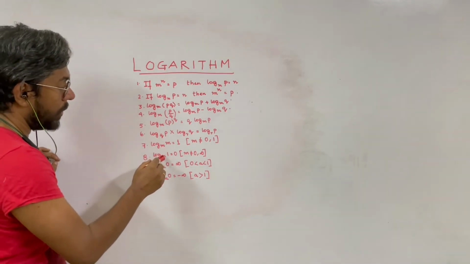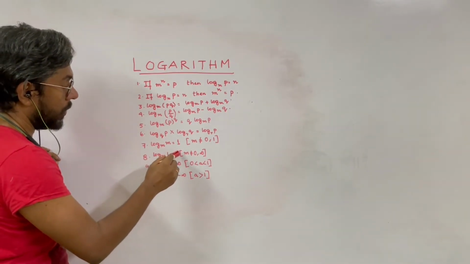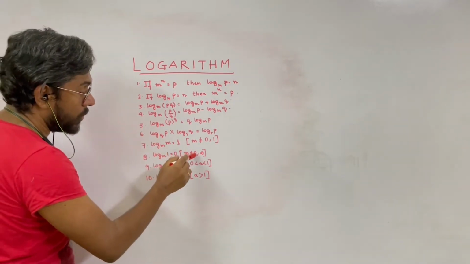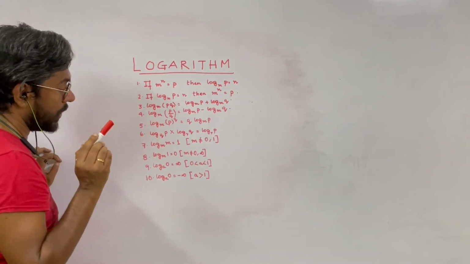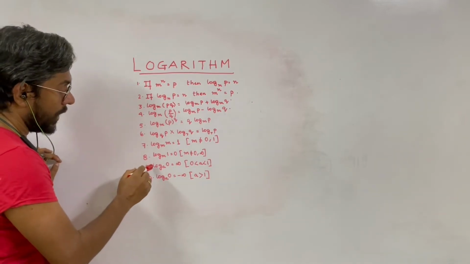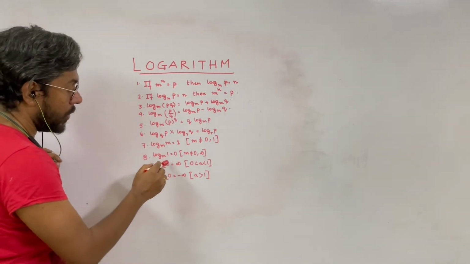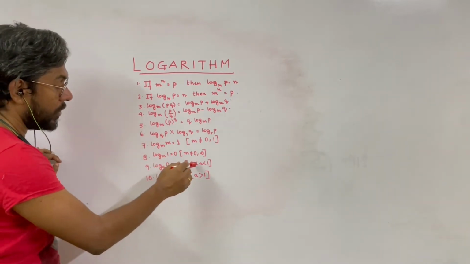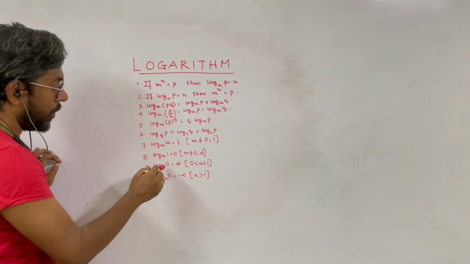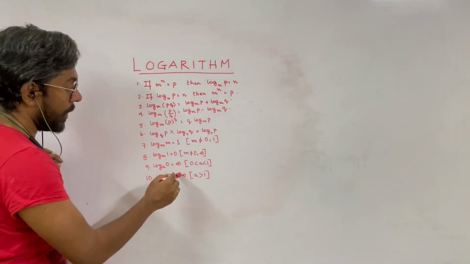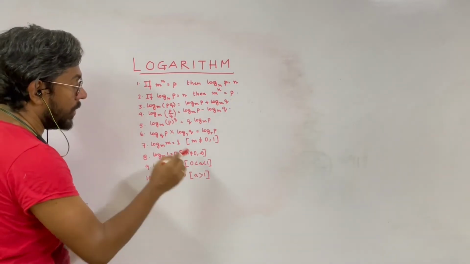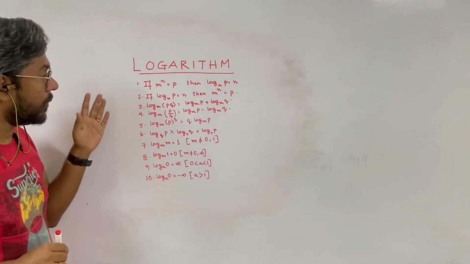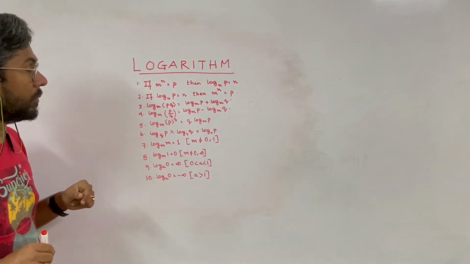Similarly, log 1 base m is equal to 0 if m is not equal to 0 and not equal to infinity. The ninth formula, log 0 base a is equal to infinity when a lies between 0 and 1, and log 0 base a is equal to minus infinity when a is greater than 1. So these are the formulas which we will be needing while we solve the problems.